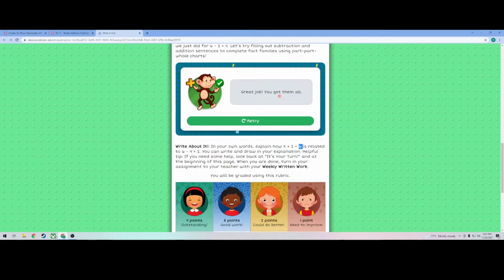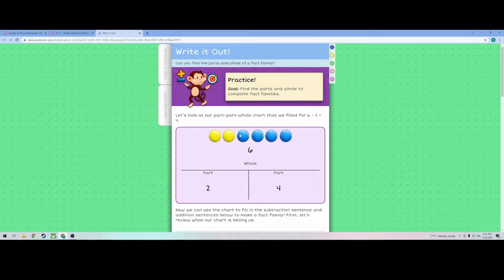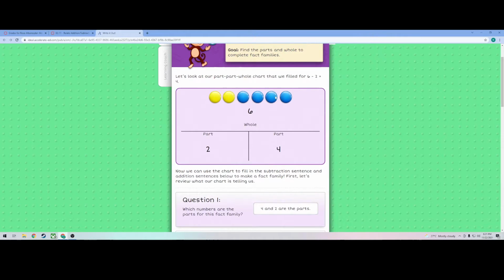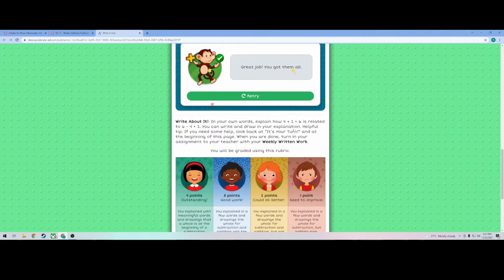Okay. So here you need to explain to me in your own words. And you can write what you understood, or you can draw anything. You can draw something like this. Whole, part. يعني start by drawing this. Then you can explain what you drew. So how 4 plus 2 equals 6 is related to 6 minus 4 equals 2?